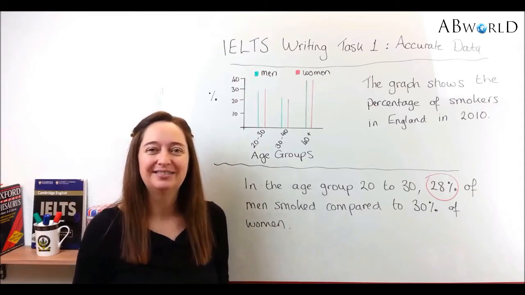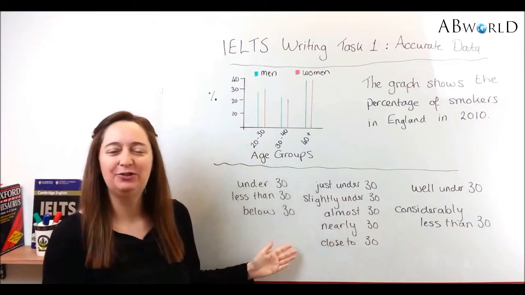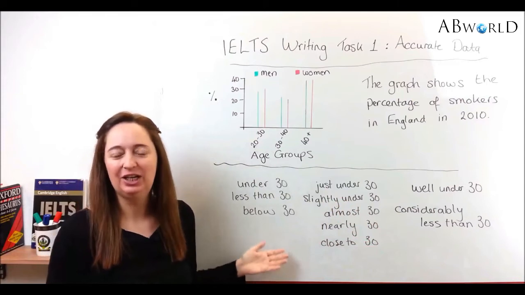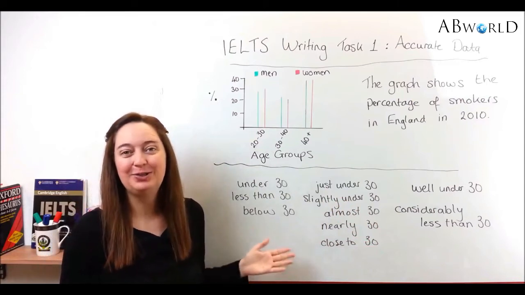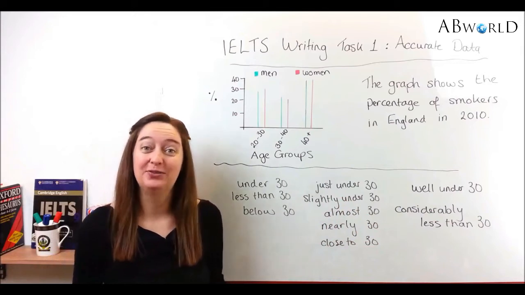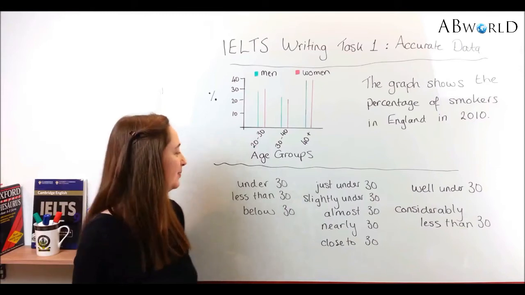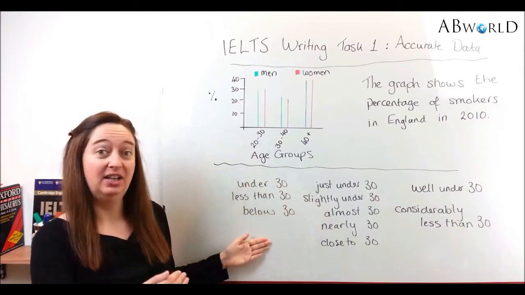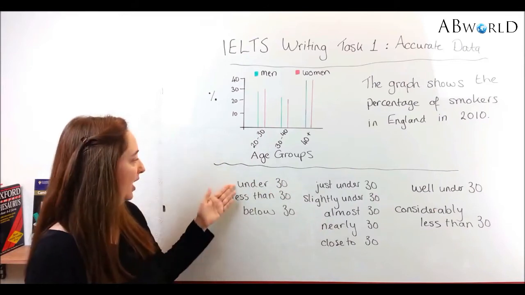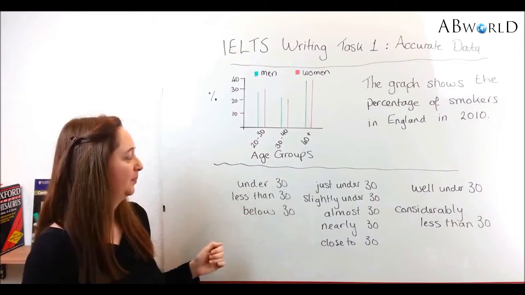Let's have a look. So you can see here we have so many different ways to give accurate data. And in fact, it's better because you will get a higher band score for your vocabulary if you use all these different expressions. So you can see this is all to say when a number is under. So for example, under 30, less than 30, below 30.